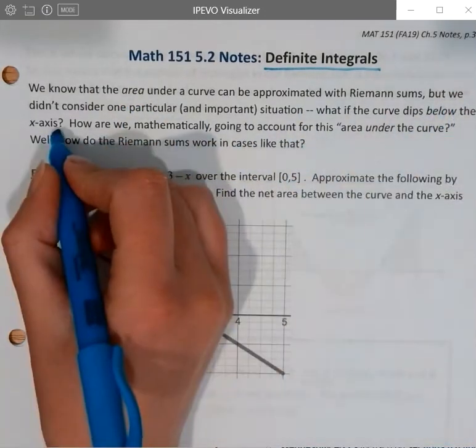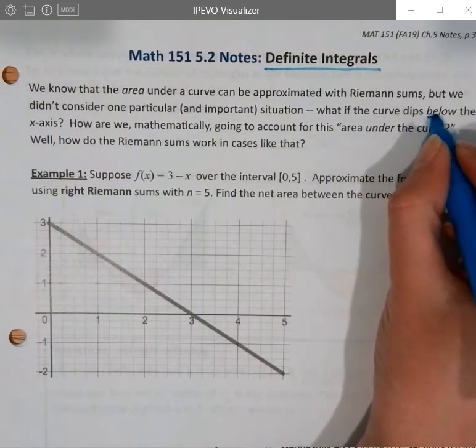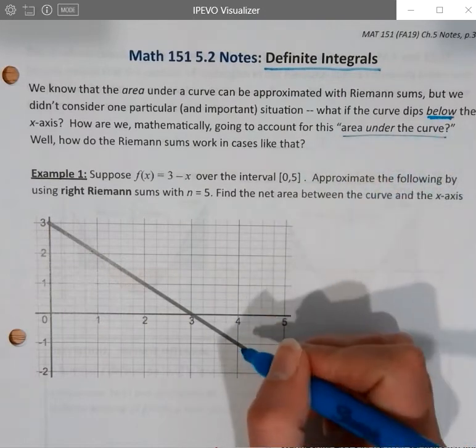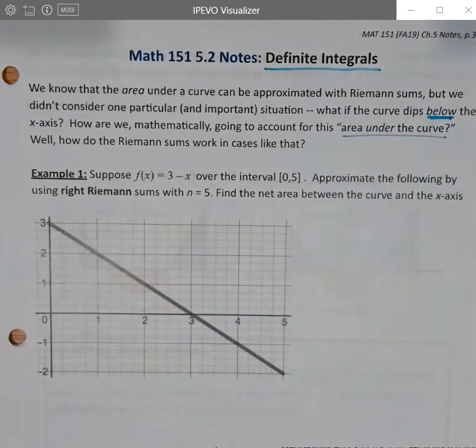And we haven't yet talked about what happened if the curve dips below the x-axis. How are we going to account for this area underneath the curve? So how do the Riemann sums work in cases like that? So that's what we're going to discuss first.